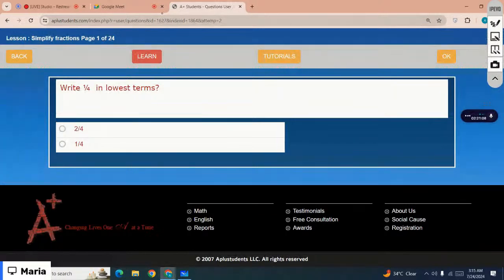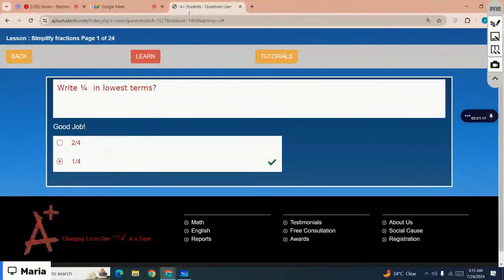1 by 4 is already in the lowest term, right? You do not have any number that can divide both numerator and denominator, right? So that is already in the lowest.